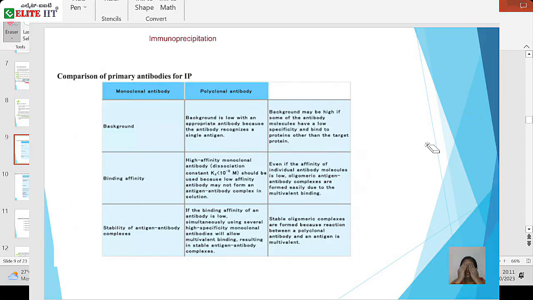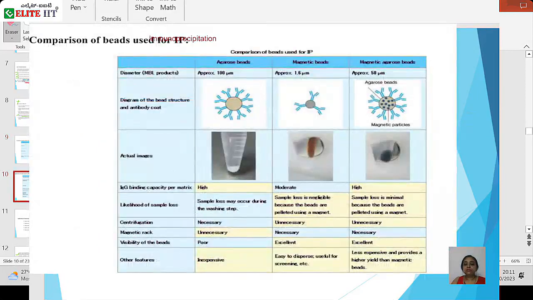Monoclonal means identifying only one type of epitope. You know the difference between monoclonal and polyclonal. I told you before the ELISA discussion. You know or not? I know, ma'am. That's very good. Okay.